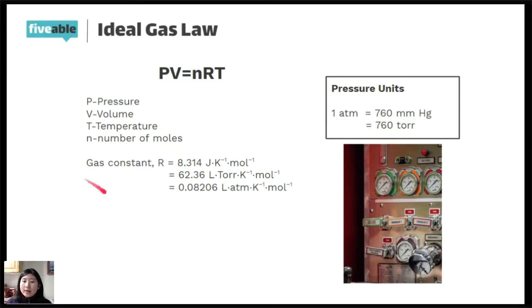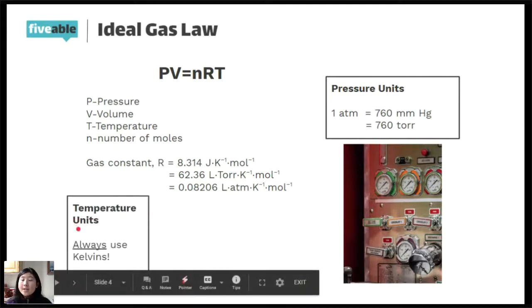By the way, the gas constant is on the AP Chemistry equation and values sheet, so you will be able to find the gas constant there. You do not need to memorize this. It's a lot of numbers, I know, so you don't need to memorize it.